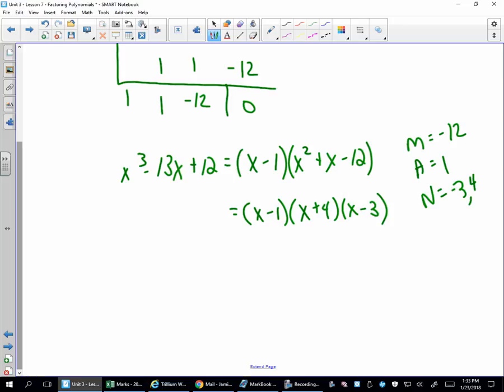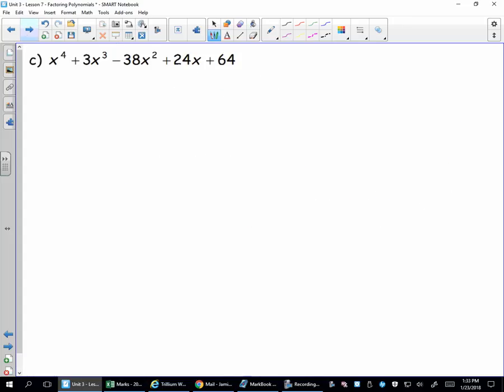Okay, let's try another one. So all we're going to do is practice these things. We're going to be good at synthetic division, good at old factoring techniques. Anyway, this time I've got myself a quartic. More parts and pieces to worry about.